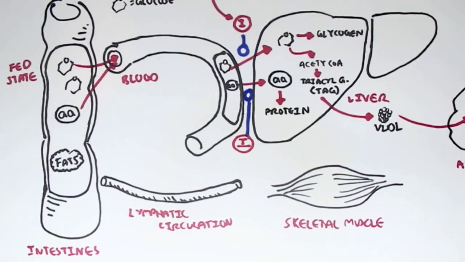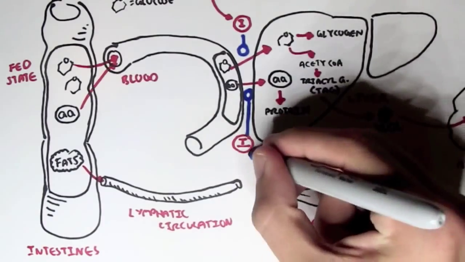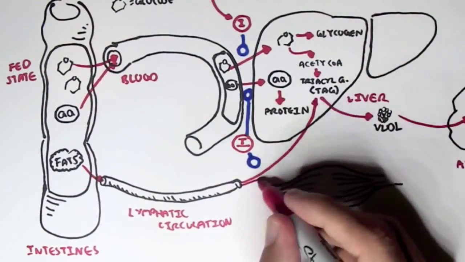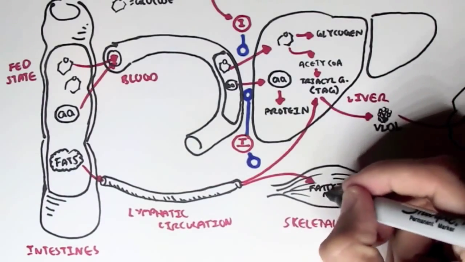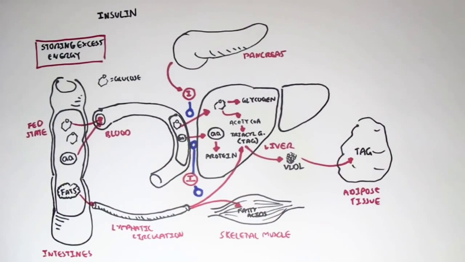Insulin also has effects on fats, but fats are absorbed through the lymphatic circulation, not through the blood. And insulin will promote the storage of fats within skeletal muscle as fatty acids. Insulin will also promote the synthesis of triacylglycerol from fat in the liver.